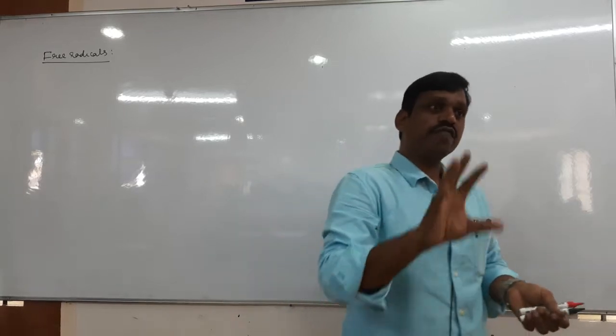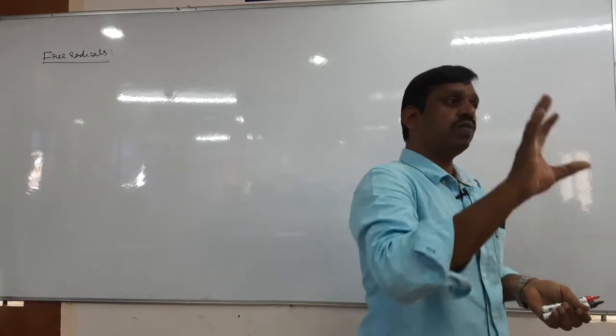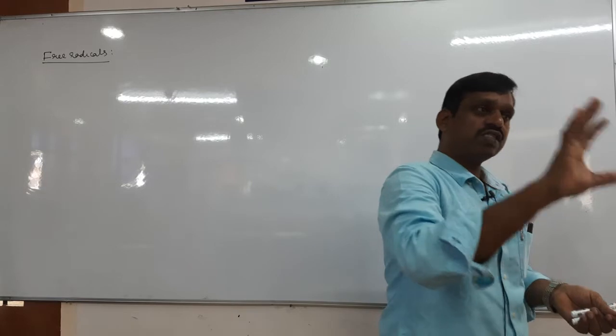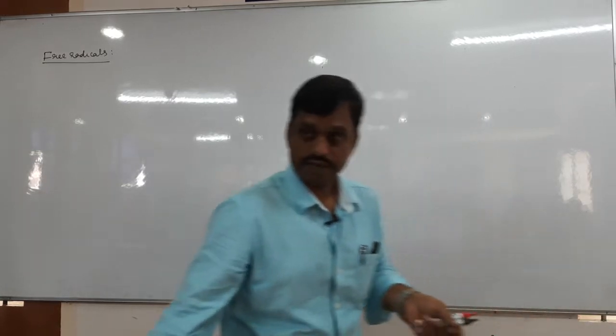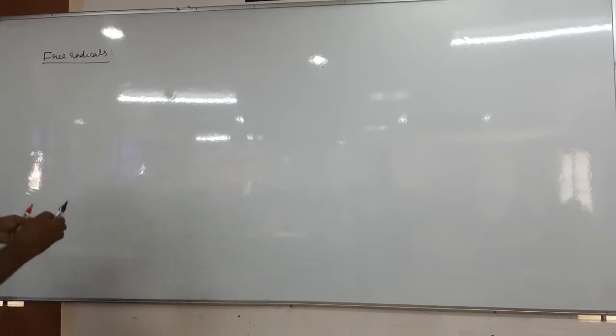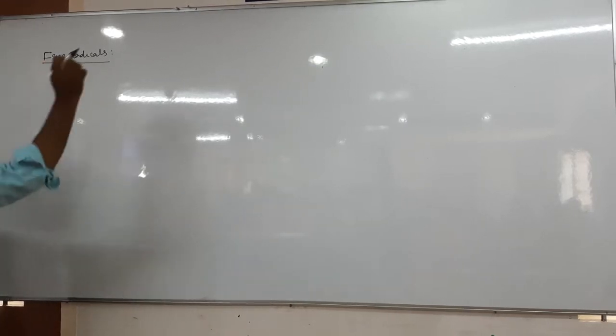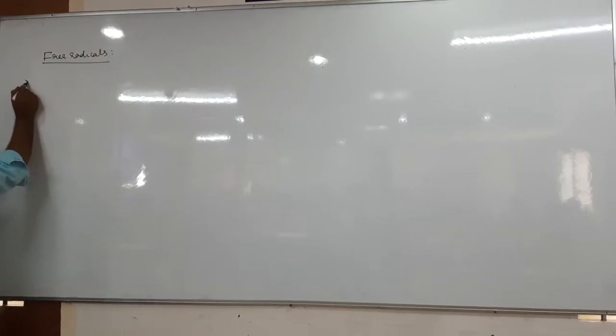The stability of free radicals is exactly similar to the stability of carbocations. If you understand carbocation stability, it is exactly similar. Okay, so let's see. First, the definition of a free radical. So what is a free radical? Particularly a carbon free radical.